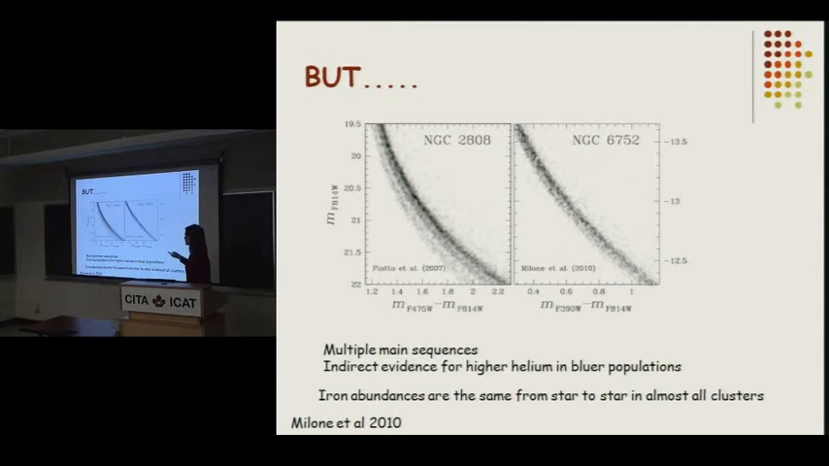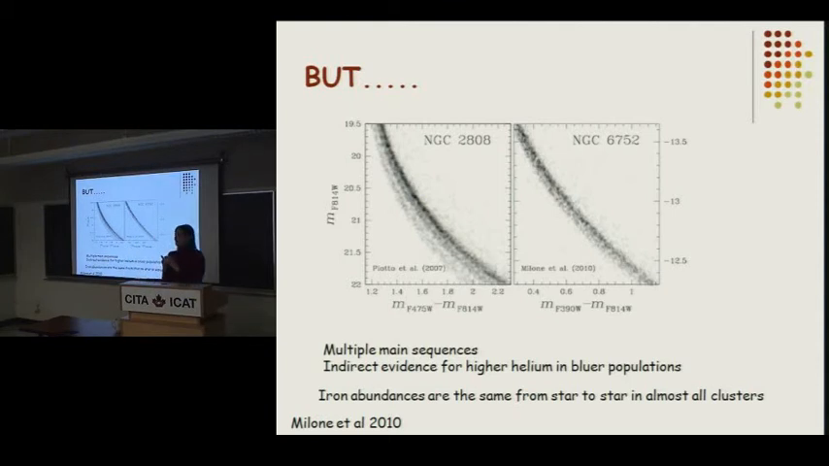This is 2808, this is the main sequence of the color magnitude diagram. That's the one I showed you the picture of at the beginning. This is 6752, a medium massive, nearby, very well studied globular cluster. And this one has 1, 2, 3 main sequences, which are very spread out here on the lower main sequence. When you hit the turnoff, they're one. They're absolutely on top of each other.